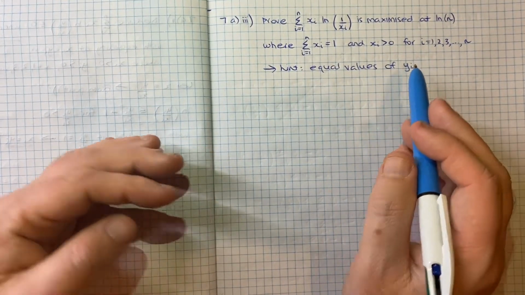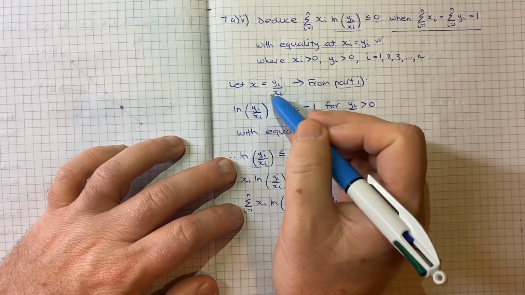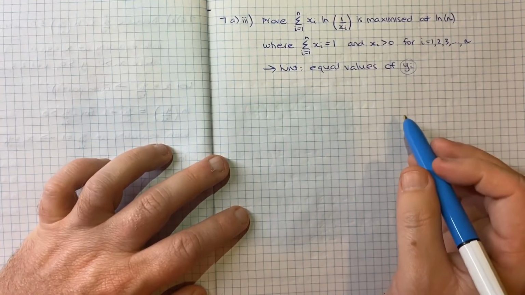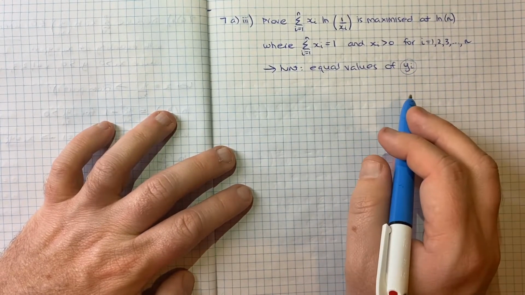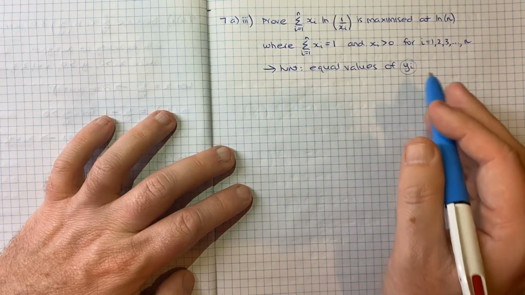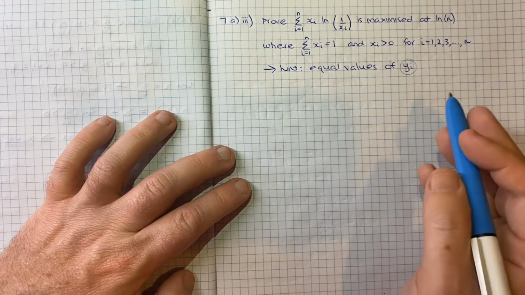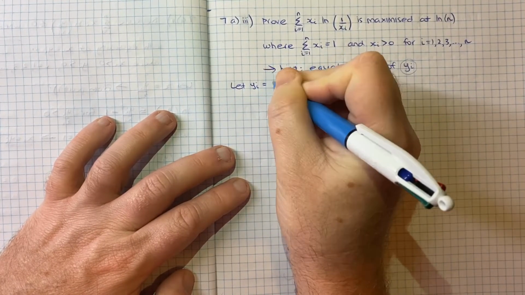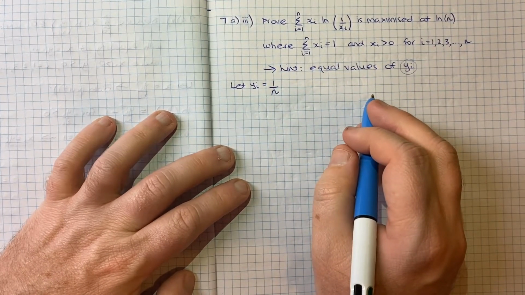So I think where in part 2, the essence was how do we define x to get something useful, here in part 3, it's how do we define yi to get something useful. And again, in an exam environment, you might find yourself having to do a bit of trial and error, trying things and seeing what works. Here, I think if we let yi equal 1 on n, we're going to get somewhere helpful.